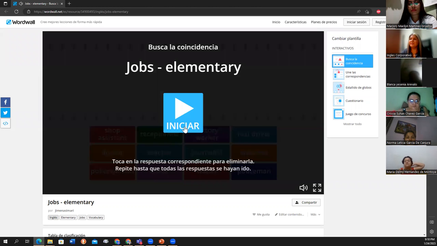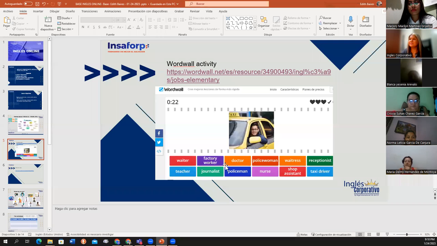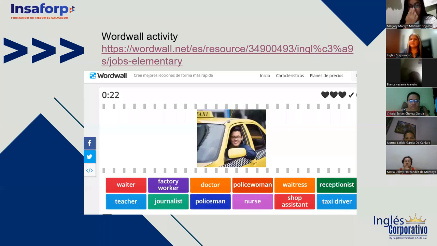¿Encontraron alguna palabra nueva? Sí, para mí casi todas. All of them? La de factory worker. Factory worker, okay. Good. And shop assistant. Journalist. Journalist? Okay.